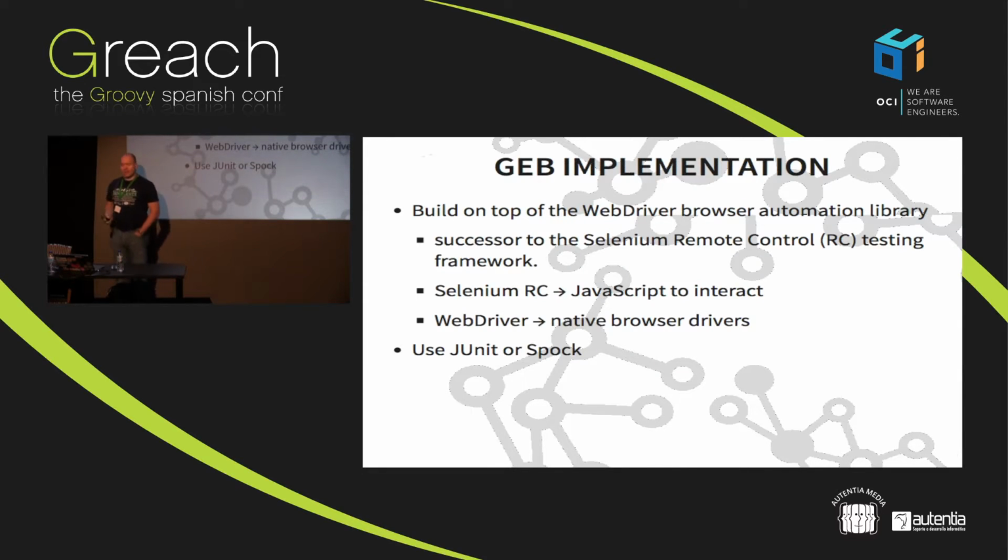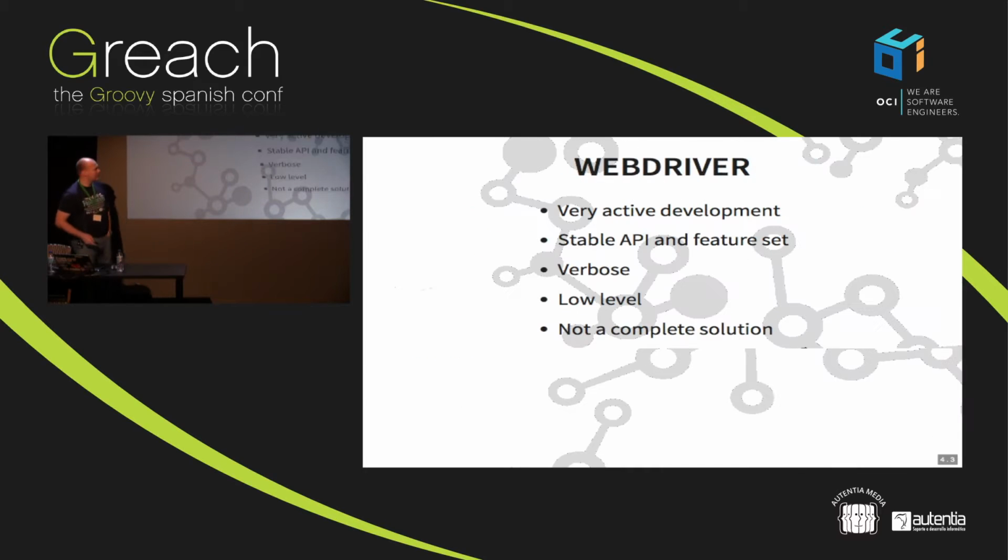So Jeb is built on top of WebDriver. WebDriver is a successor to the Selenium remote control testing framework. Selenium remote control used JavaScript to interact with the browser, whereas WebDriver uses native browser implementation. And with Jeb, you can use either JUnit or Spock or Cucumber and some of these other things.